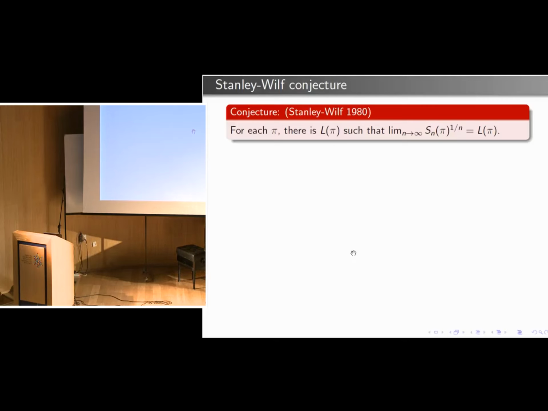The reason for this is that Sn(pi) is supermultiplicative. So S(n+m)(pi) is greater than or equal to Sn(pi) times Sm(pi), and this is easy to show. You can assume by symmetry that pi's first element is larger than its last element, and then you can take an n permutation that avoids pi and an m permutation that avoids pi. You can concatenate them, making all the elements of the m permutation bigger than all the elements of the n permutation, and you'll get an n plus m permutation which also avoids pi.